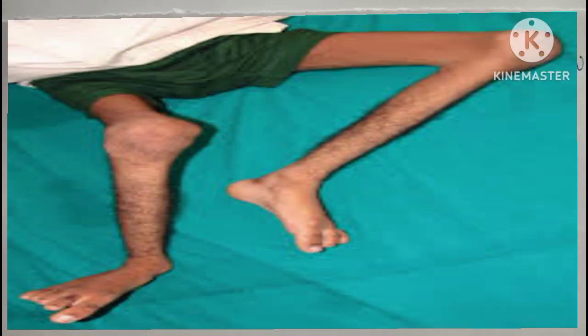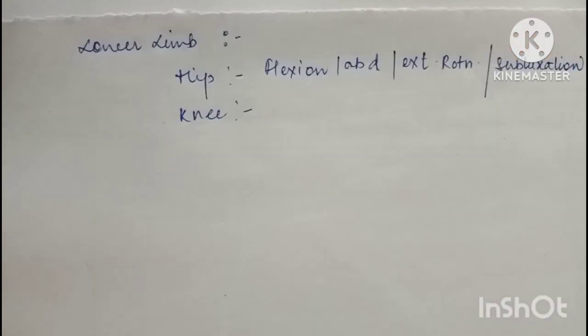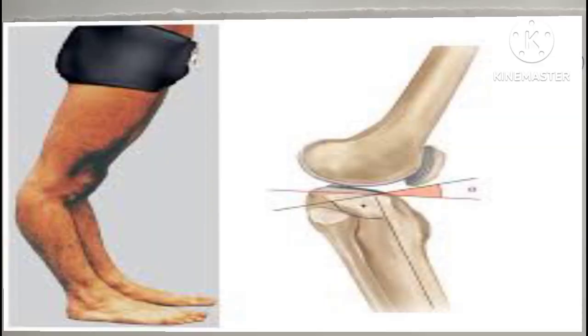See the image: there is the flexion of the hip. Focus on the hip joint, there is the flexion, abduction and the external rotation. So this is the deformity of the hip in the polio patient. Now let's come to the knee. On the knee you can see the genu recurvatum. This is the image of genu recurvatum.